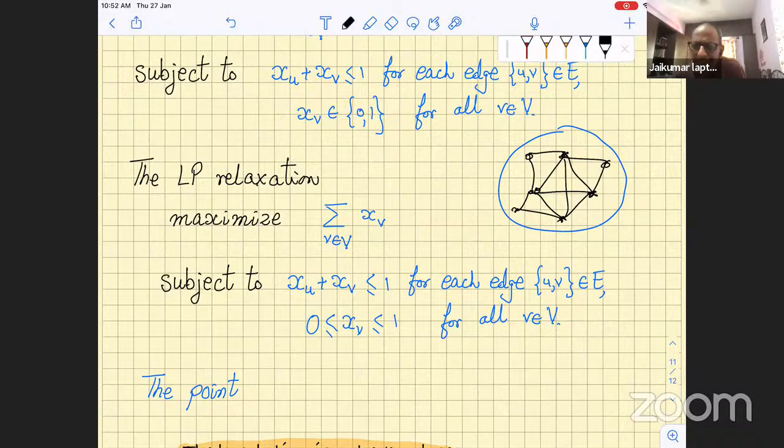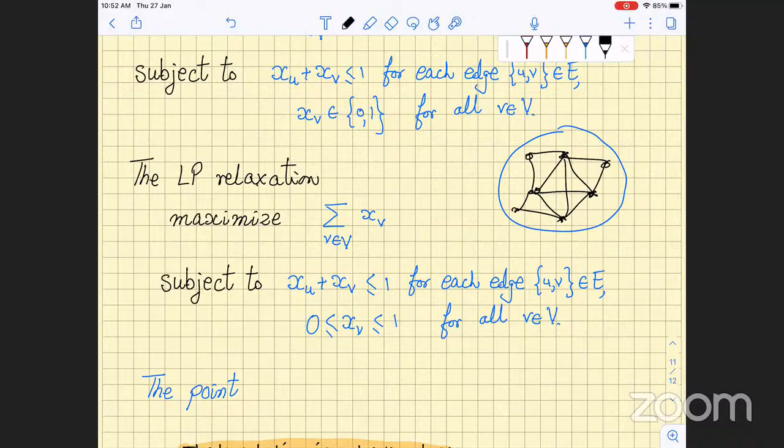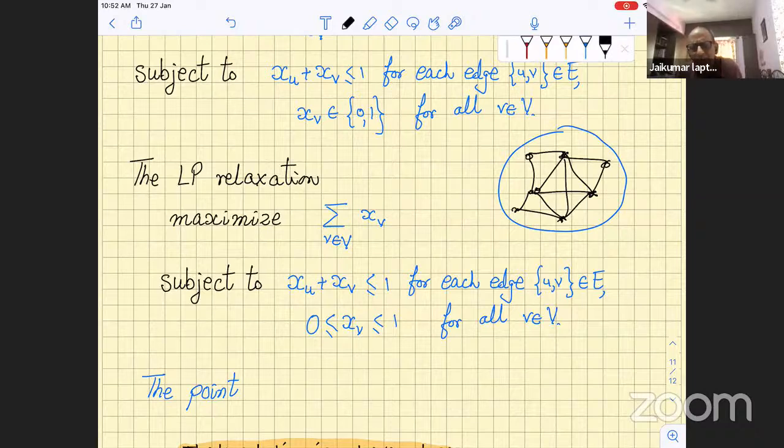Yeah, half to each vertex. Assign half to each vertex. Will any edge be violated? Let's see. If I assign all variables half, this will be satisfied, this will be satisfied.